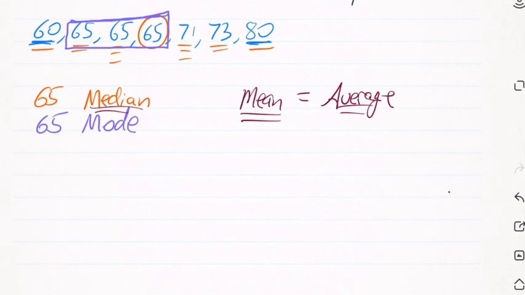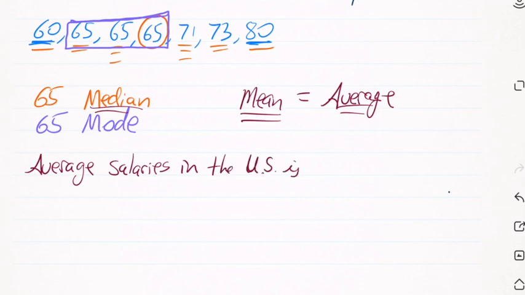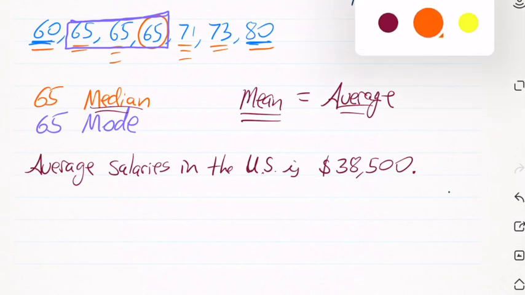Let me give you an example. Average salaries in the U.S. is $38,500. So when you read a sentence like this, little bells and whistles should go off in your head that the average salary in the U.S. is $38,500. Usually when this statement is written, they are talking about the median.